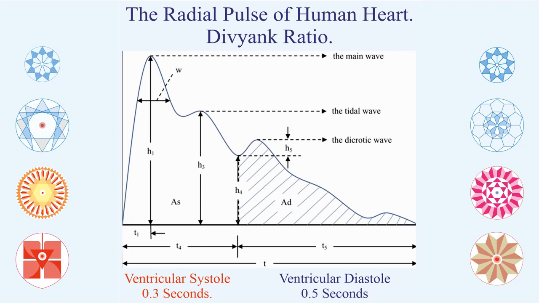They pertain to the ventricular systole, which is 0.3 seconds. I have written that down. Ventricular systole is 0.3 seconds, which is red in color. After these two phases, main wave and tidal wave, you come to one particular stage, which is H4. And from there you start getting ventricular diastole, which is 0.5 seconds. 0.3 and 0.5 is what is Divyank, 38.1966 and 61. And during this phase, you see a dicrotic wave once again.